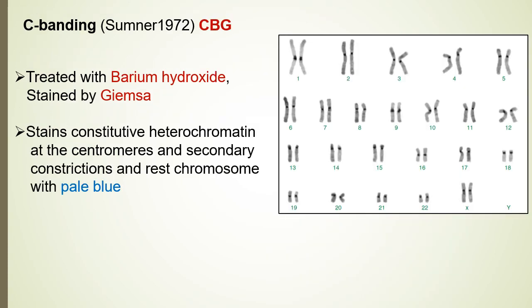C-banding technique, or CBG, in which the metaphase spreads are treated with barium hydroxide and stained by Giemsa. This technique basically stains the constitutive heterochromatin at the centromeres and secondary constrictions, and the rest of the chromosome with pale blue color, as you can see in the diagram.